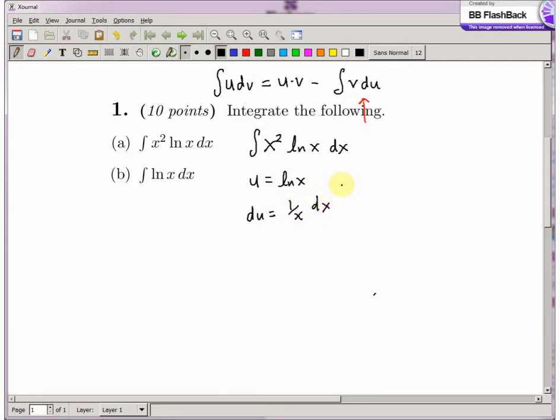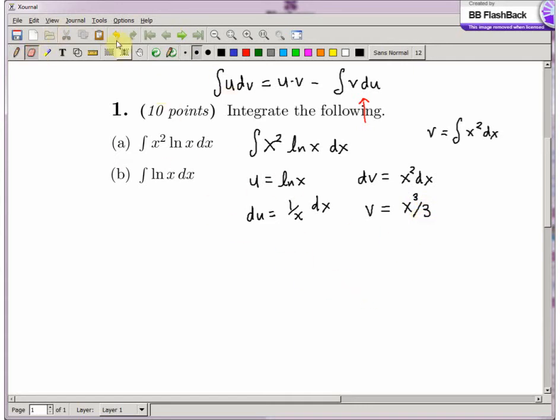Okay, so just take the derivative of the thing that you make u. And now dv has to be everything else. So what's left is x squared times dx. And then to get v, you just integrate this. So secretly v is the integral of this stuff, x squared dx. But usually we can just do it in our head, right? So right now I can do the antiderivative of x squared in my head. It's x cubed over 3. And forget about the constant for a second.